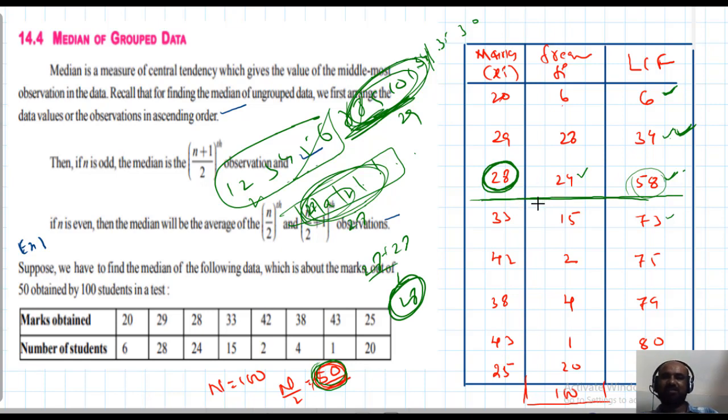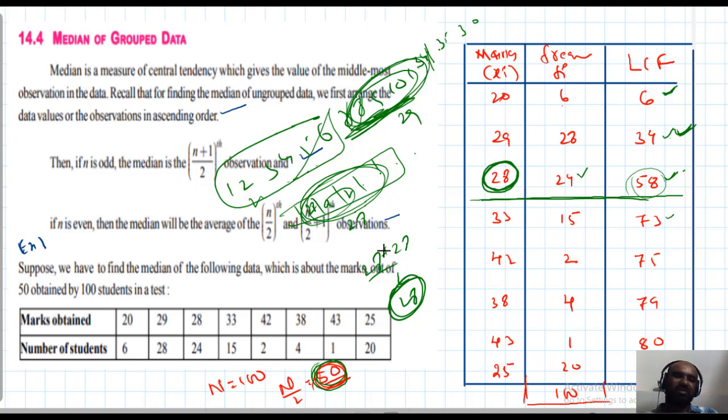This is not exact. Approximately you are finding the central tendency, not exactly, because you don't know the exact marks of these 24 students. This is one of the methods to find the median. That's all. We can't say that it is the exact representative. So according to this method, that is the representative.